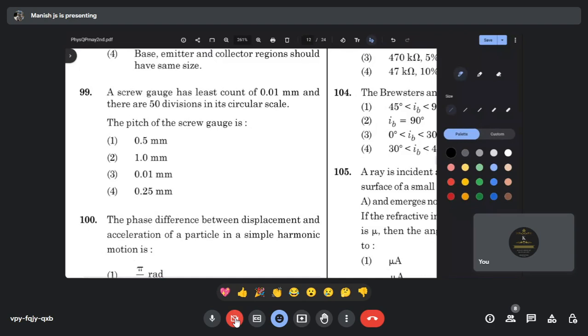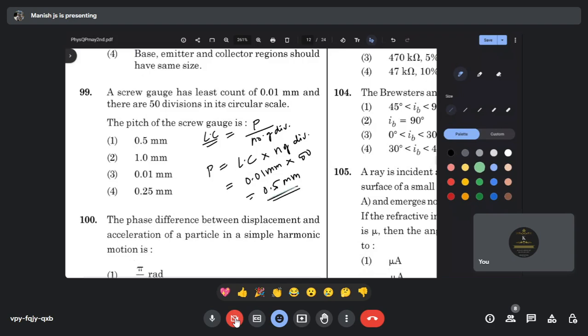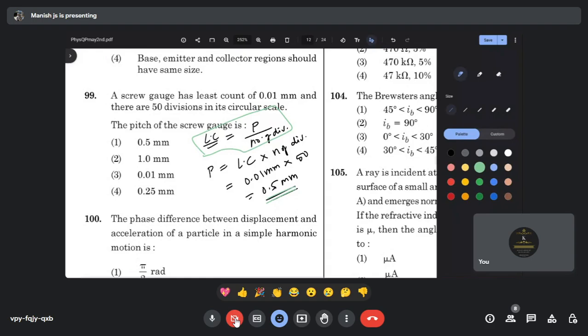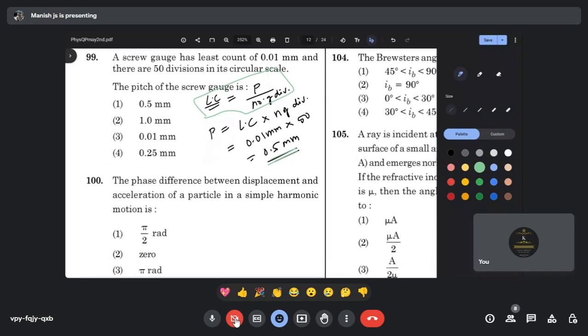See here, for least count, if I'm not wrong, how do we write the least count formula in terms of pitch? Least count is nothing but pitch upon number of divisions. This is the relation which we have. But here they are asking for pitch. So pitch is nothing but, cross multiplying, least count into number of divisions. Least count is 0.01 mm into number of divisions, 50. 0.01 into 50 would give you 0.5 mm, isn't it? Yes, sir. This is how you do it. This formula is very crucial. That's why I was asking repeatedly what is the correct relationship. Quite simple. Next question.